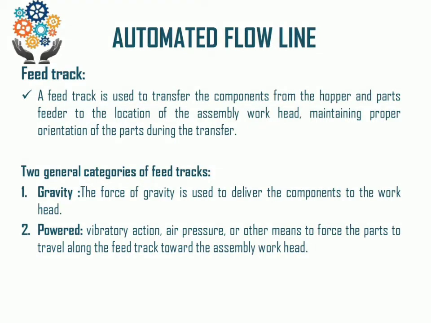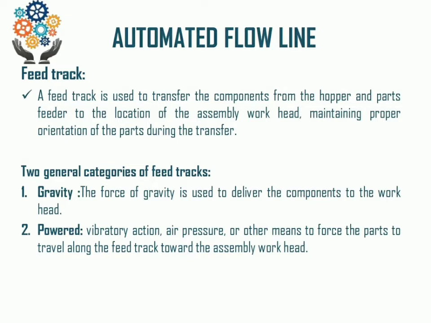There are two types of feed tracks. First is the gravity feed track and the second is the powered feed track. The gravity feed tracks come under chutes. These chutes are inclined from a higher position to a lower position, where we can place the component at the higher position. It slides downwards with the help of gravity. The force of gravity is used to deliver the component to the work head.